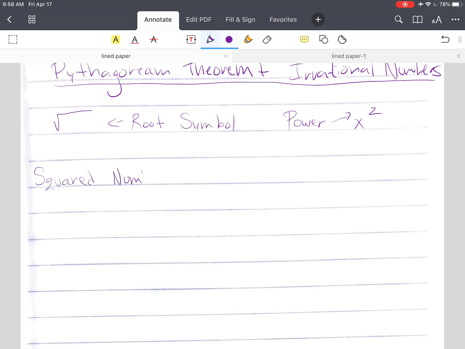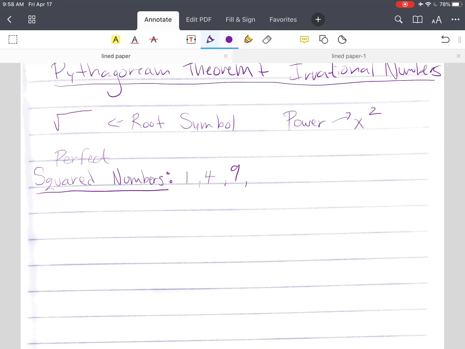squared numbers. As I said, you should be writing this down in your notebook, okay? You can pause it if you want. So squared numbers. Squared numbers are numbers that are multiplied by themselves, okay? So the number 1 is a squared number because 1 times 1 is 1. The next squared number is 4 because 2 times 2 is 4. These are also called perfect squared numbers, okay?